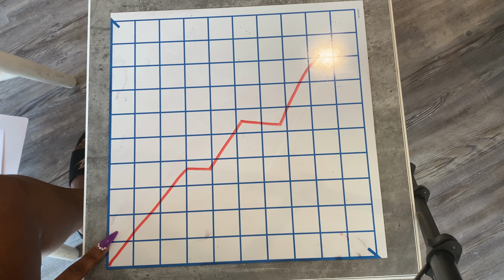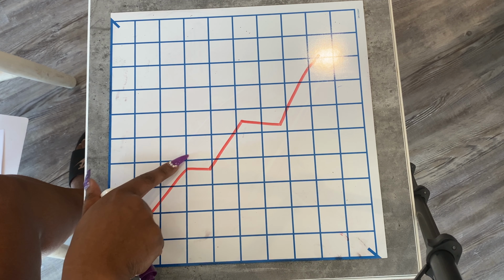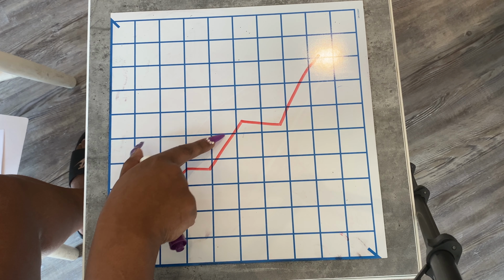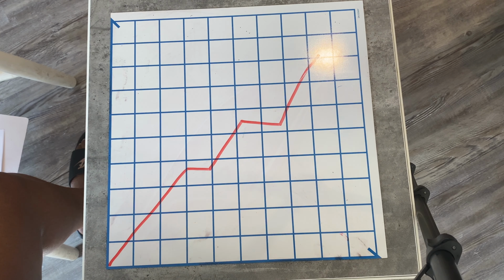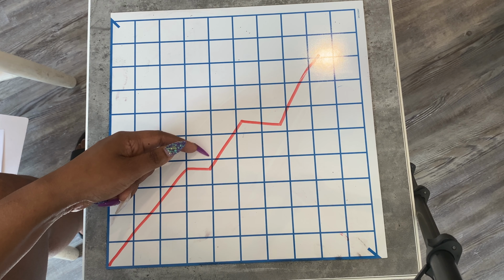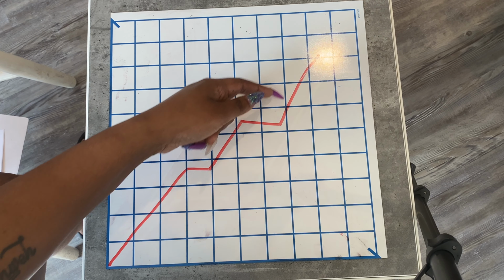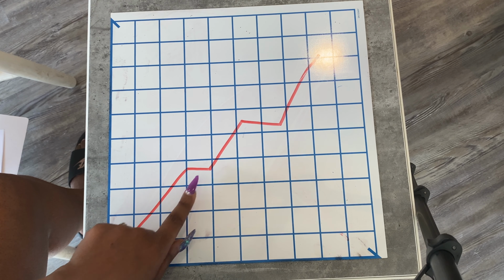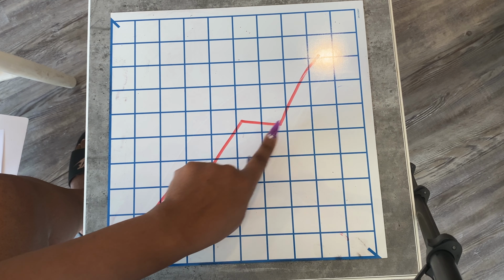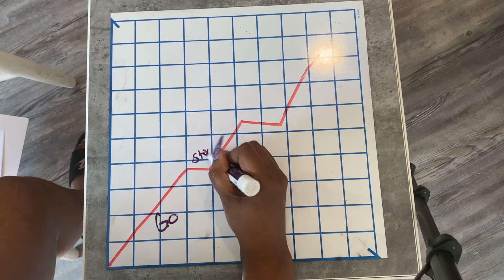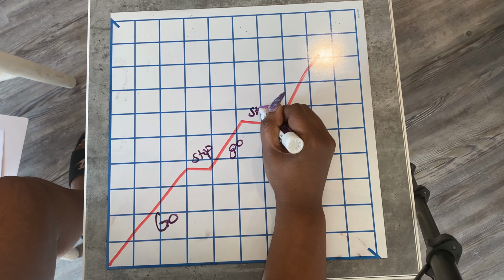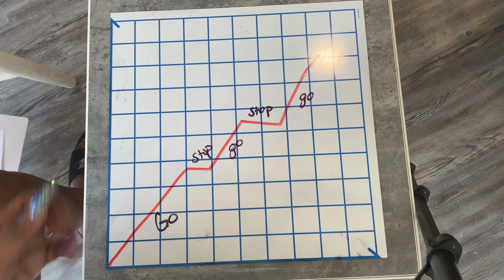Kaylee got on the bus at her house. The bus made a stop, picked up some more kids, kept going, made a stop to pick up some more kids, and then continued on to school. That's what that means. It's a stop and go. It's a go, a stop, a go, a stop, and a go. Let me write it. Go, stop, go, stop, go.